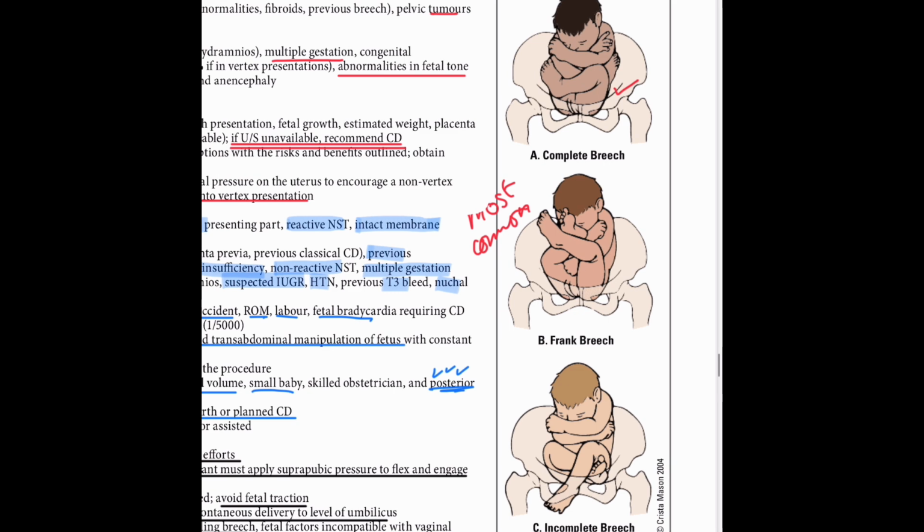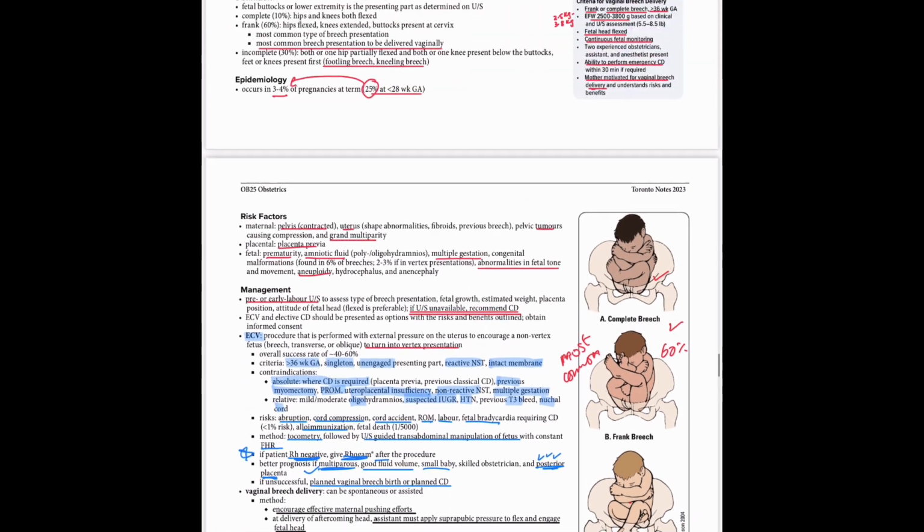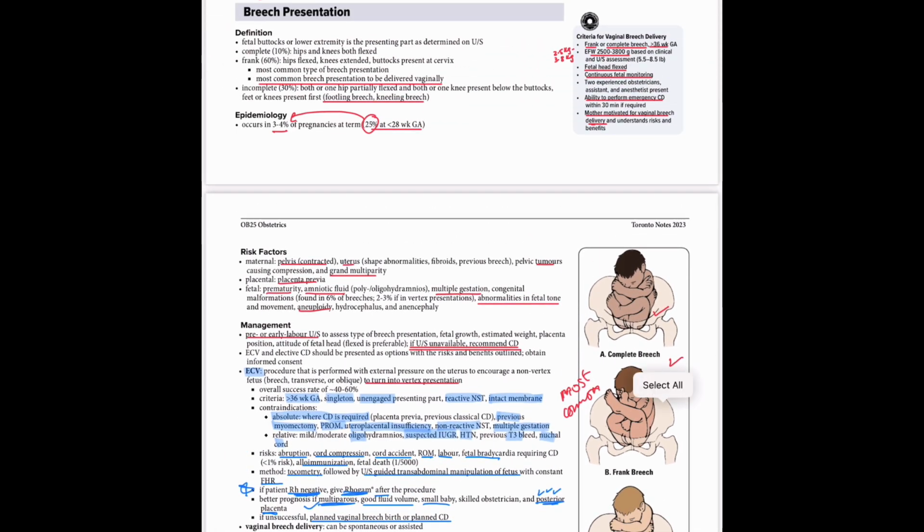But frank breech is 60%, and it is the most common one, and this is the one in which most vaginal deliveries can also be possible. But we can also do them in complete breech, but not in incomplete breech, in which one of the footling would be extended, or you just expect one or more of the lower limbs would be below the umbilicus. They wouldn't be flexed, they would be extended. So it would be hard, and it would cause complications if we try delivering them vaginally. But the most common breech presentation is the frank presentation, in which we can think of delivering vaginally.